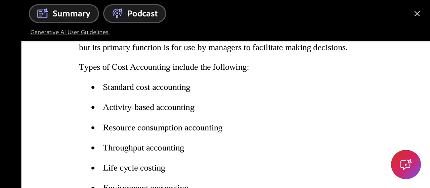Then we have activity based. Activity based basically means the level of activity that is going on in the organization, the day-to-day activities, weekly, monthly, how frequent activity is going on in the organization. This is also another type of cost accounting.